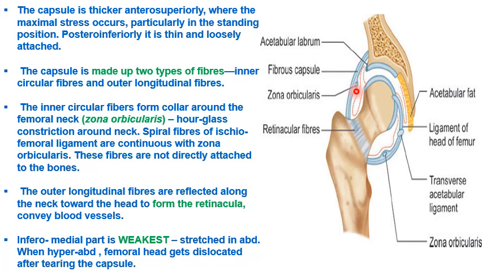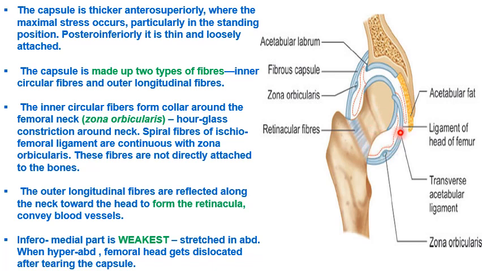So these zona orbicularis, or the circular fibers, are not directly attached to the bone. Via the ischiofemoral ligament, they are attached to the femur. And the outer longitudinal fibers are reflected, as we said, along the neck from the intertrochanteric line to form the retinacula to convey the blood vessels.